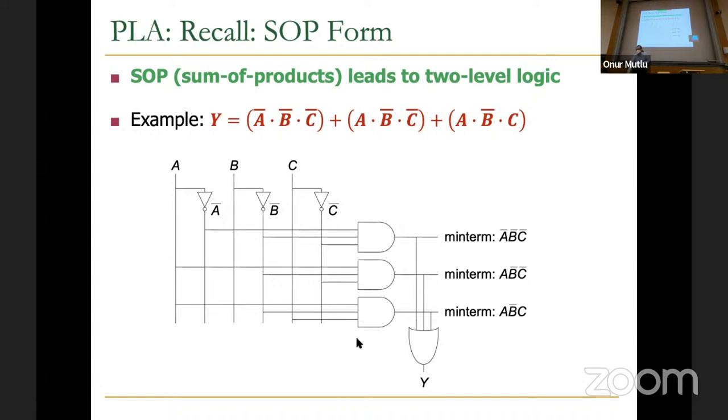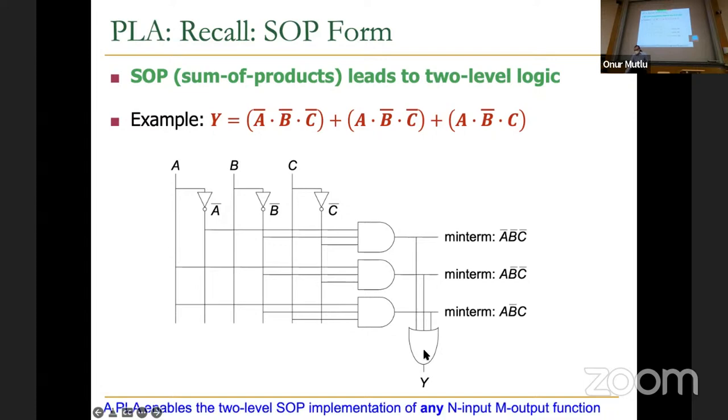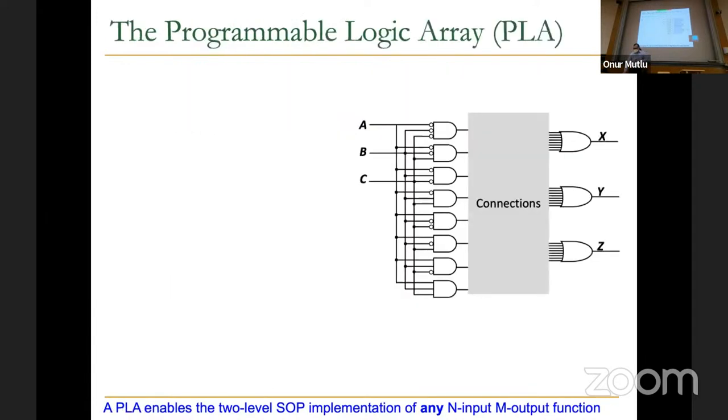The three min terms are here. If you have three functions, you really have eight of these AND gates if you really have a full decoder. And then this is the OR gate. So basically two-level logic of AND gates and OR gates. Okay, and a PLA, programmable logic array, implements a sum of products implementation of any M input, N output function. So what does that mean? Basically, this is what we have. In a PLA, we have a decoder that generates all the min terms of a three input function in this particular case.